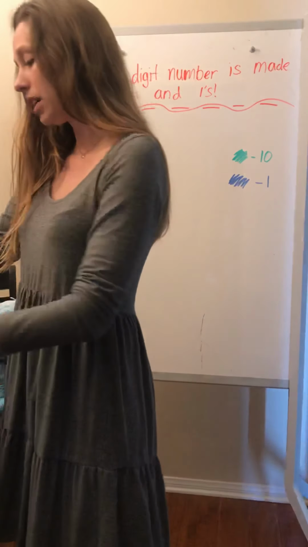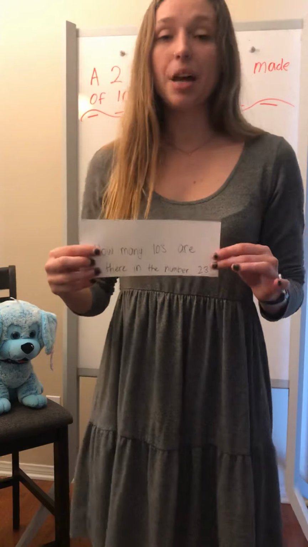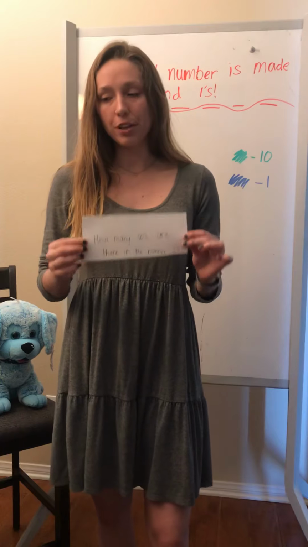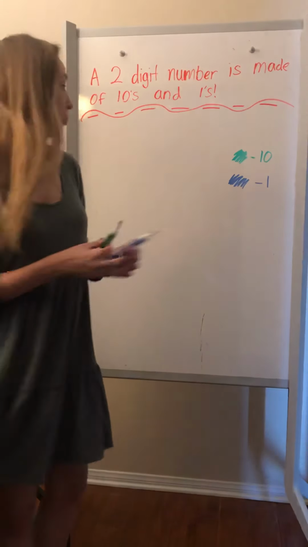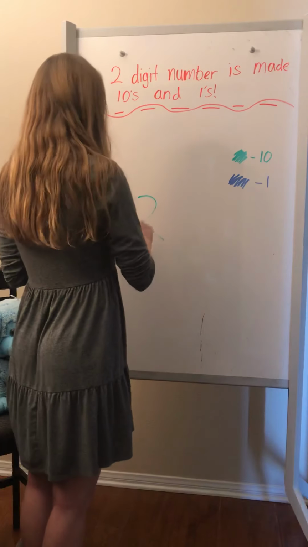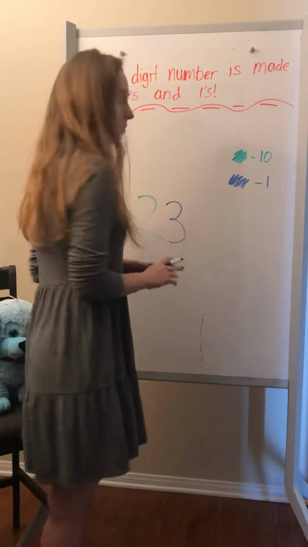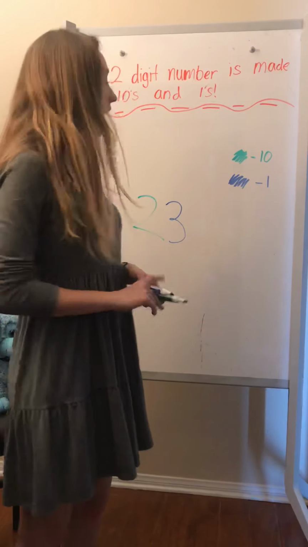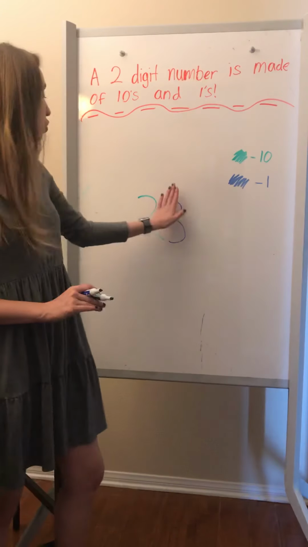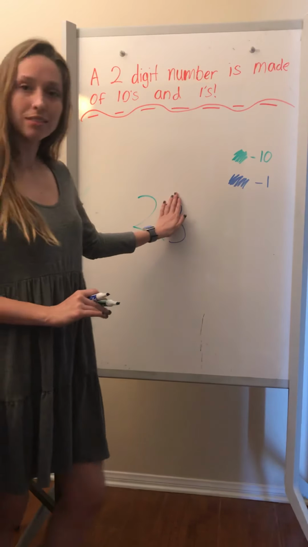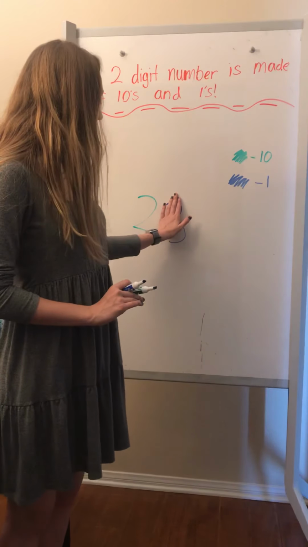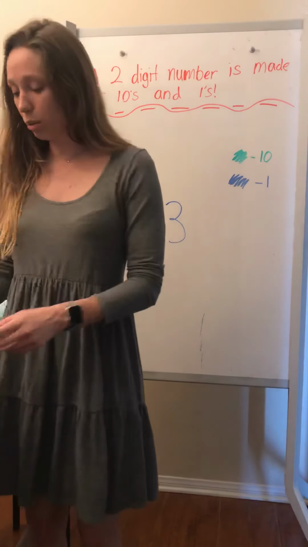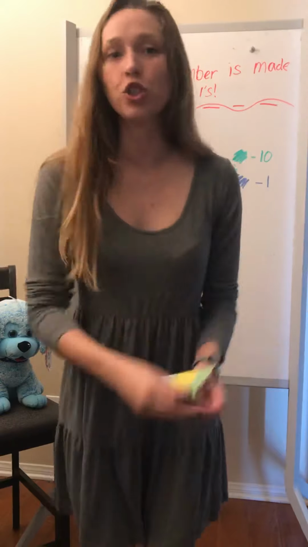Question number 1. How many 10s are there in the number 23? I'm going to draw our number 23 up on the board, my 10s place in green, my 1s place in blue. Digit Dog's question is, how many 10s are there in the number 23? So I'm not even going to look at my 1s place because I'm just looking for 10s. What number do you see? Did you say 2? Awesome. Yes, there are 2 10s in the number 23. We have beat Digit Dog's first challenge.